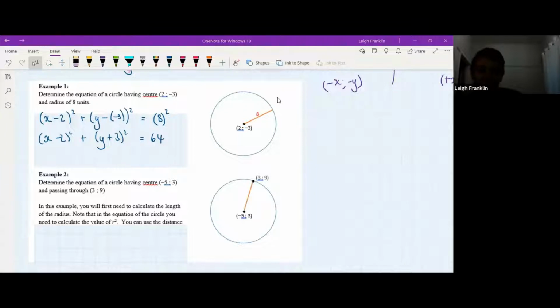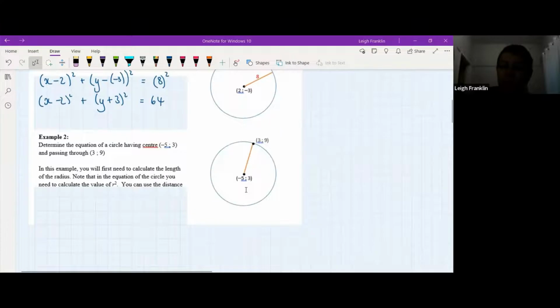Now, the next question is a little bit more difficult. Determine the equation of a circle having center at (-5, 3) and passing through (3, 9). So now they have not given us the length of the radius. In order to work out r squared, we're going to have to use the distance formula to work out the length of, let's give it a name, let's call that C and let's call that T. So we need the distance formula.